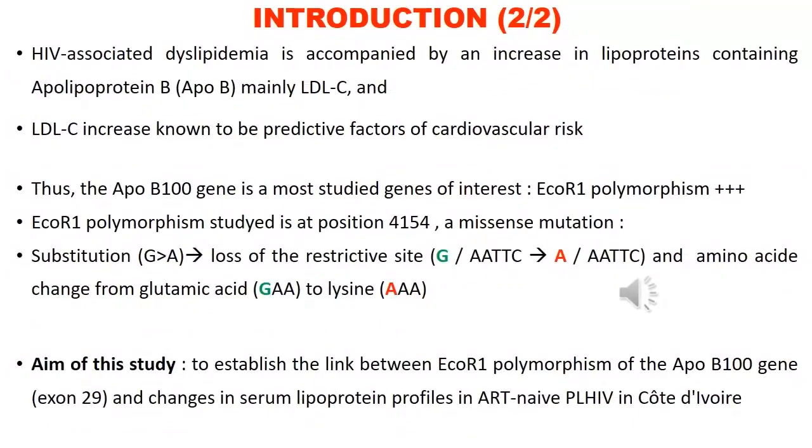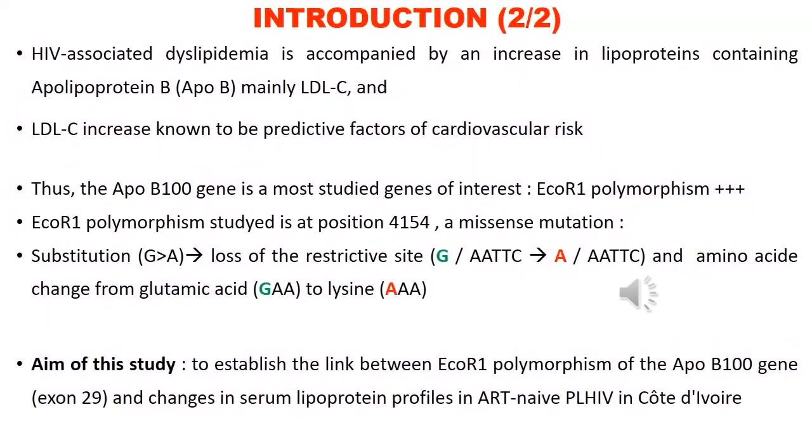It has been shown that HIV-associated dyslipidemia is accompanied by an increase in lipoproteins containing apoprotein B, particularly LDL cholesterol, which increase is known to be one of the predictive factors of cardiovascular risk. Thus, the apoprotein B100 gene is one of the most studied genes of interest, particularly the EcoR1 polymorphism at position 4154, a missense mutation. This guanine to adenine substitution implies the loss of the restriction site of this endonuclease and the change of amino acid from glutamic acid to lysine.